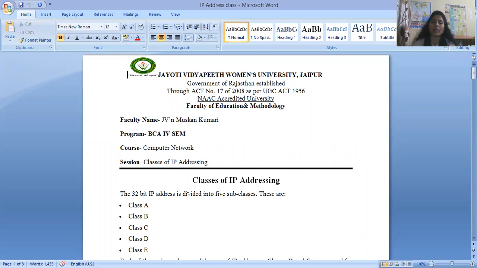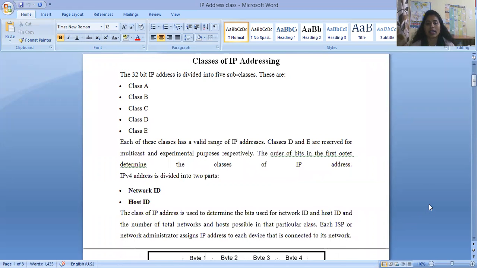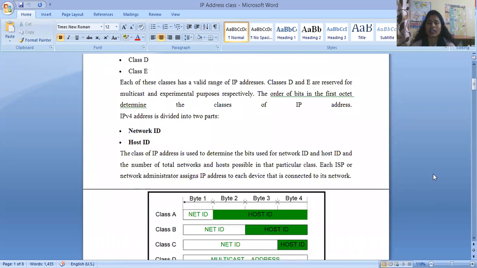The 32-bit IP addresses are divided into 5 classes: class A, class B, class C, class D, and class E. Each class has a valid range of IP addresses. Class D and E are reserved for multicast and experimental purposes respectively. The order of bits in the first octet determines the class of an IP address.